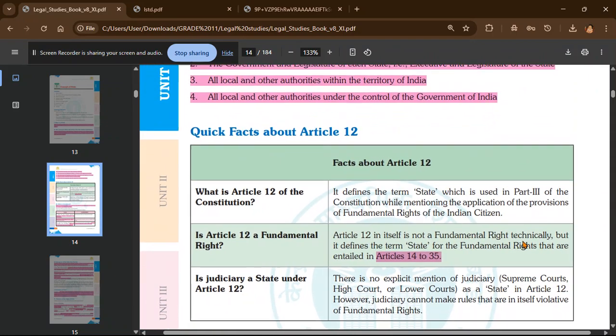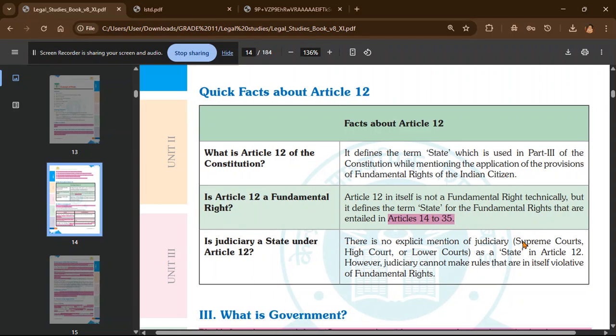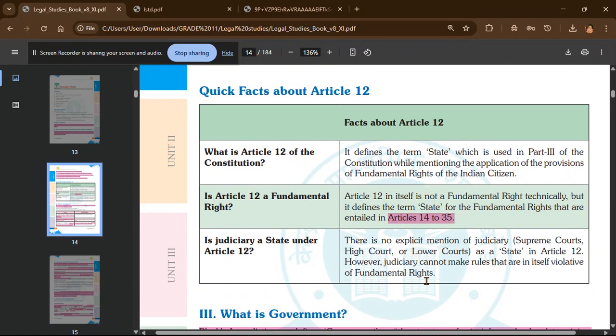So now we have some facts about Article 12. These do not normally come in exams, but the highlighted part, what I have highlighted, usually comes in exams. So just look at it. What is Article 12 of the Constitution? Article 12 defines the term state, which is used in Part 3 of the Constitution while mentioning the provisions of fundamental rights of the Indian citizen.